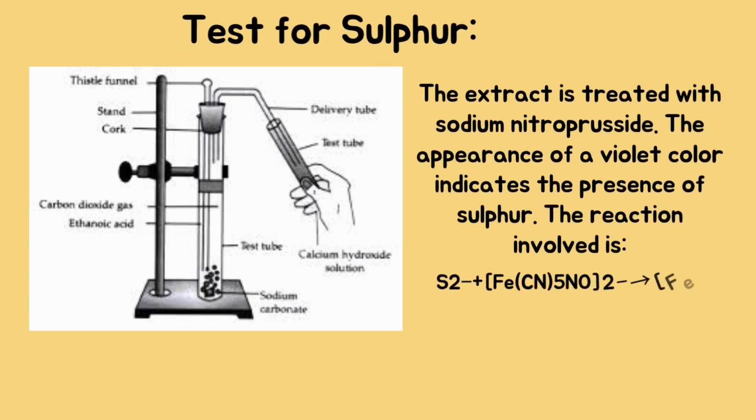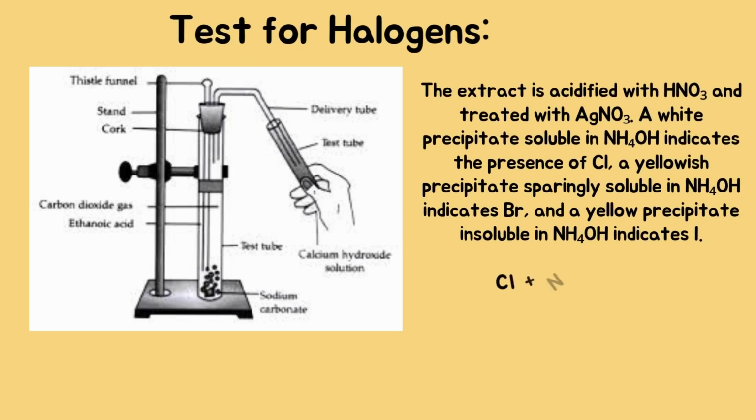Test for sulfur. The extract is treated with sodium nitroprusside. The appearance of a violet color indicates the presence of sulfur. See the reactions. Test for halogens.